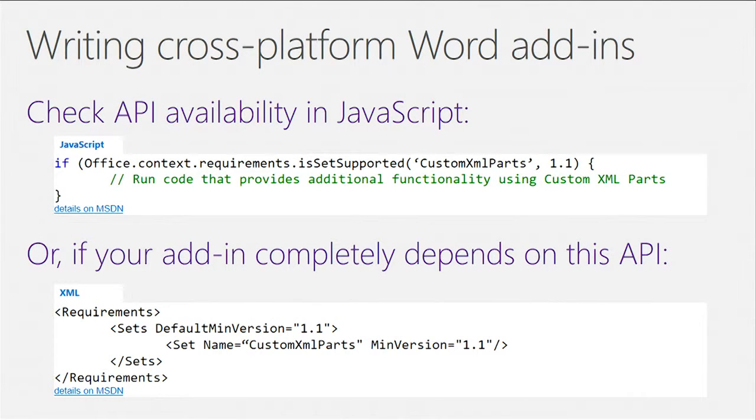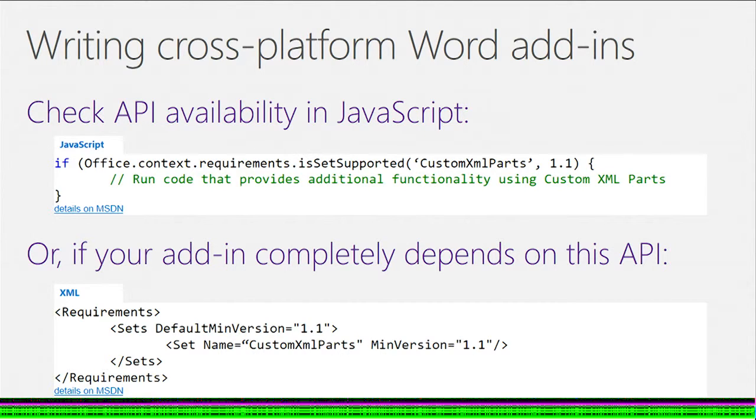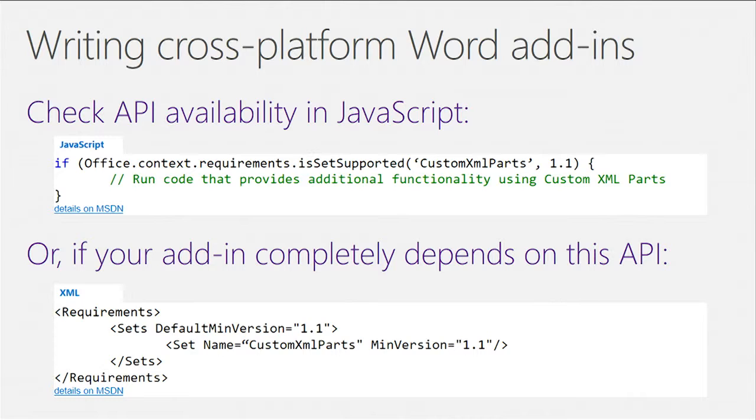Here's an example. Say you want to use an API that Microsoft hasn't shipped for Word Online yet in your add-in. In this example, it's the custom XML parts API. So that's no problem. You can use JavaScript, as I have in the example, to check whether that particular API is actually available and decide at runtime whether or not to let the user see each specific feature inside your app.